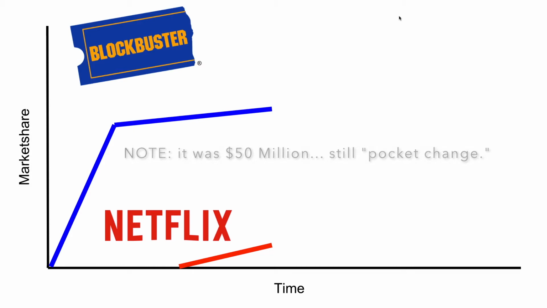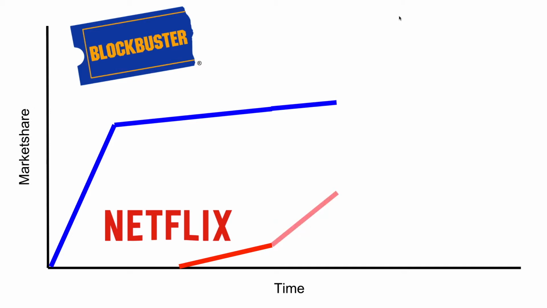I mean, pocket change for Blockbuster. They could have easily done it, and it would have proven to be quite possibly the greatest investment of all time, if they had actually bought Netflix out at that point. And so, as we all know, Netflix started to gain market share. People started changing their habits. They started ordering their movies well in advance and getting them in the mail.